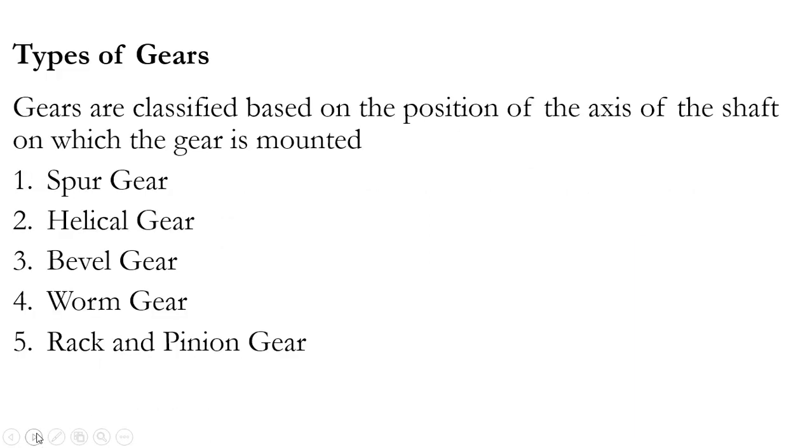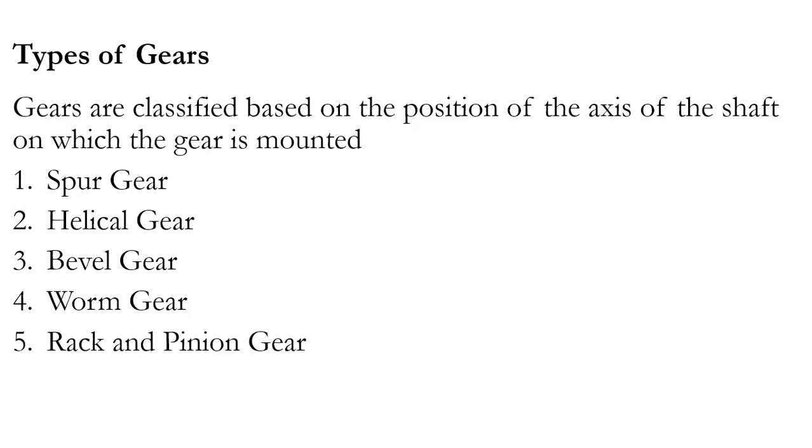Next, let us come to the types of gears. Gears are classified based on the position of the axis of the shaft on which the gear is mounted. In the introduction, we already discussed that the gears will be mounted on a shaft. So here we will make use of the axis of those shafts on which the gears will be mounted for power transmission. As I said, there will be two shafts. One is the driving shaft, another one is the driven shaft. The gear mounted on the driving shaft is called the driving gear or driver, and the gear mounted on the driven shaft is called the driven or follower.